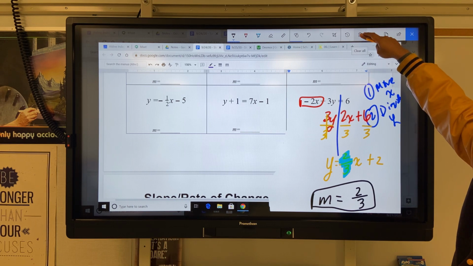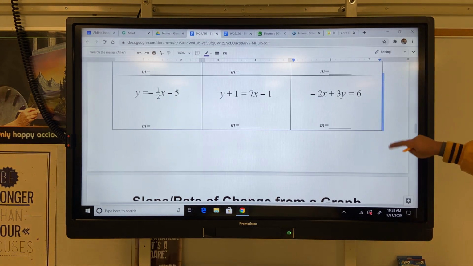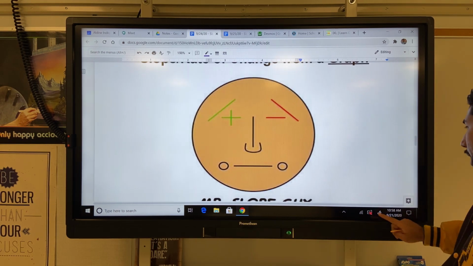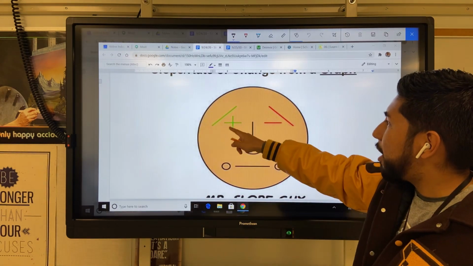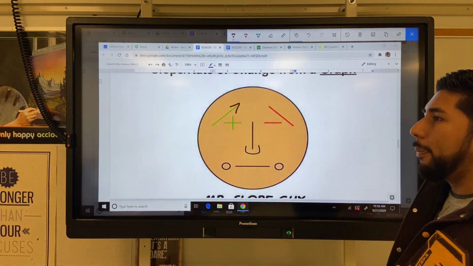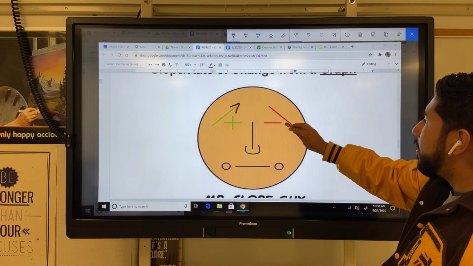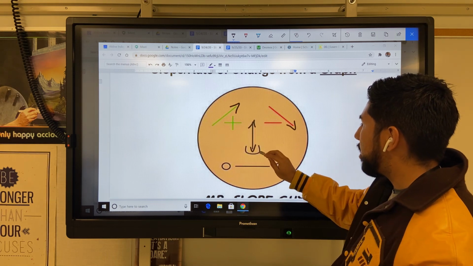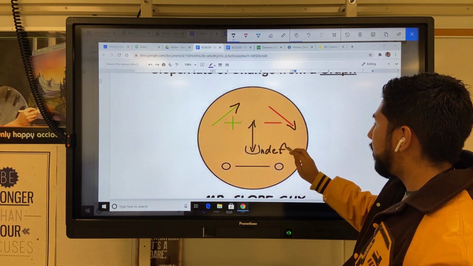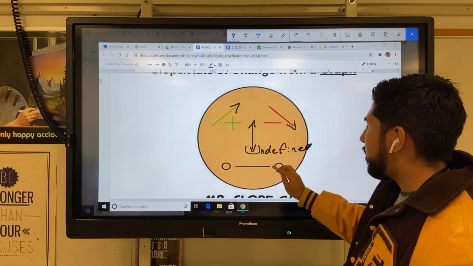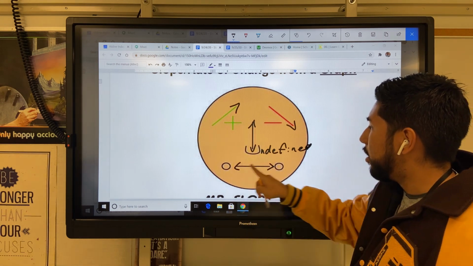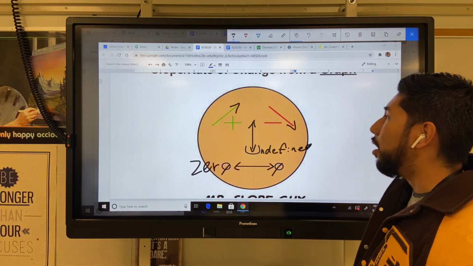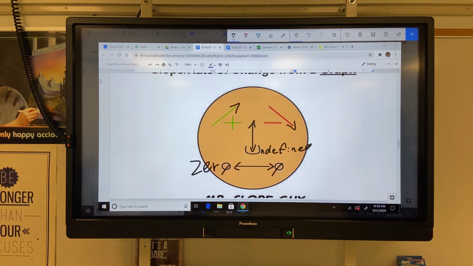Next. Pause, rewind if you need to look at it again. Slope and rate of change from a graph. All we got to remember is a slope guy. Please remember, his positive eye is telling me that this graph is going up. This negative eye is telling me the graph is going down. His nose up and down means this is an undefined graph. His side to side, his mouth, his little dimples are zeros. Zero slope.